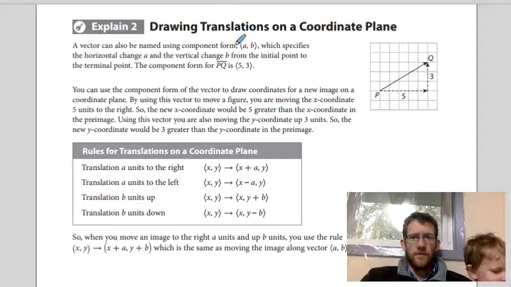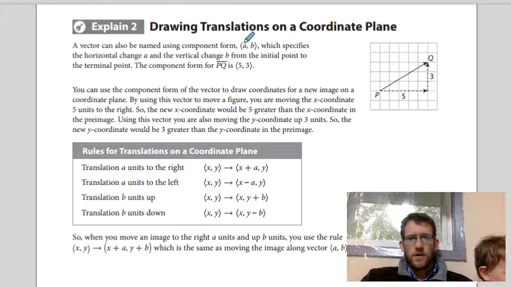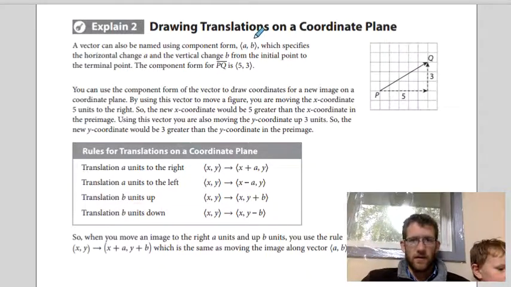For vectors, in the coordinate plane at least, we can give them values simply based on the horizontal change and then their vertical change. So this is just like you would with a point. The horizontal part is here, the vertical part is here, but with a vector, it's the horizontal change and then the vertical change.